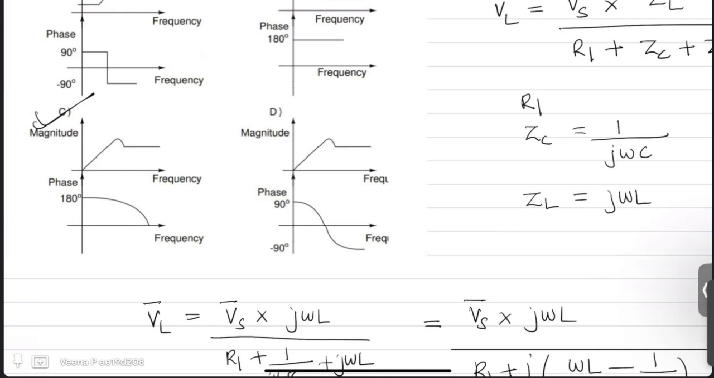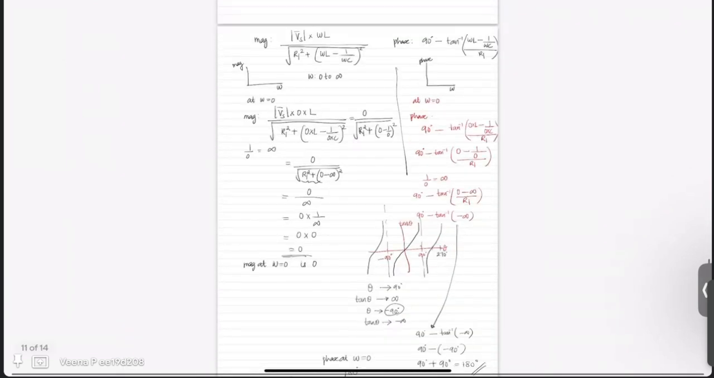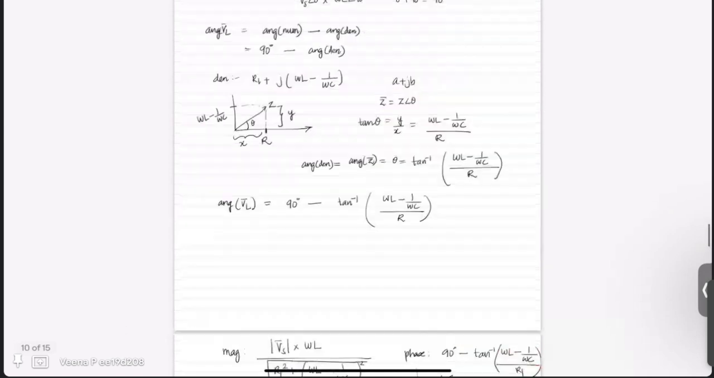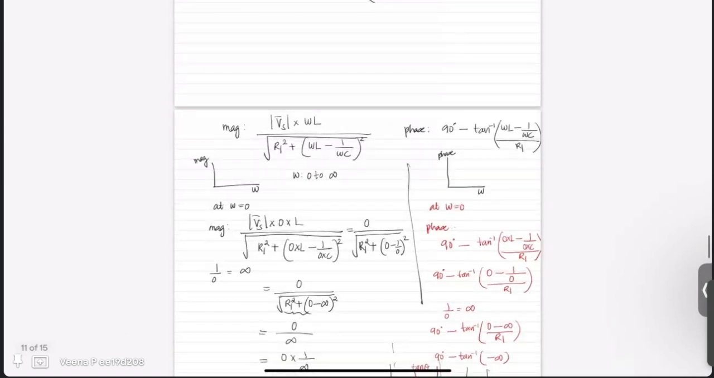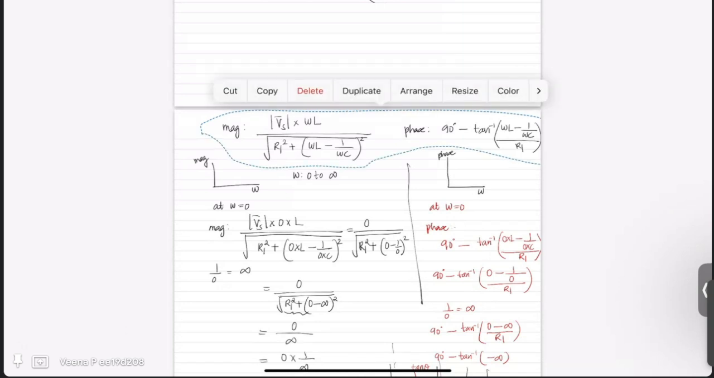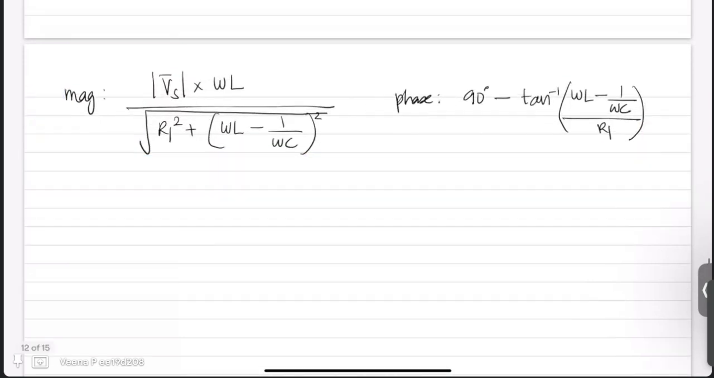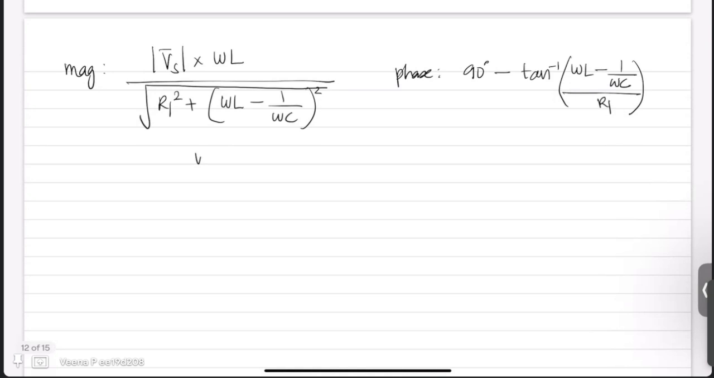Let us also write for what will be the values when omega approaches infinity. Please try doing it on your own. Let us discuss what will happen. You have your magnitude and phase. Please try to solve what happens, for magnitude and phase, when omega tends to infinity.